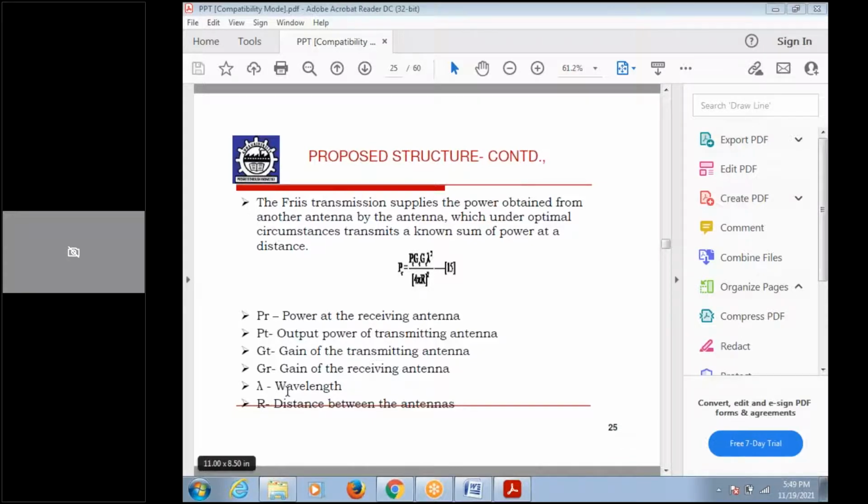Then lambda is the wavelength, from the frequency of the antennas. R is the distance between antennas. Here two more diodes are used for back, front and below: diode 1, diode 2 and also diode 3. Compare with it also the diode distance, called R.